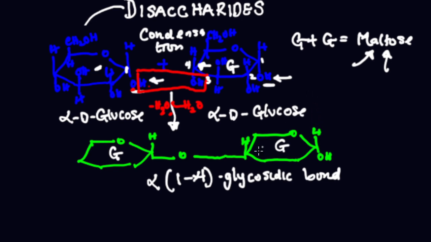So another thing is that after the formation of this alpha glycosidic bond, one thing about disaccharides is that they undergo condensation reaction. That's the first thing that I want you guys to understand. And the second thing is that they undergo hydrolysis reaction. Hydro simply means water, right? Hydro simply means water.